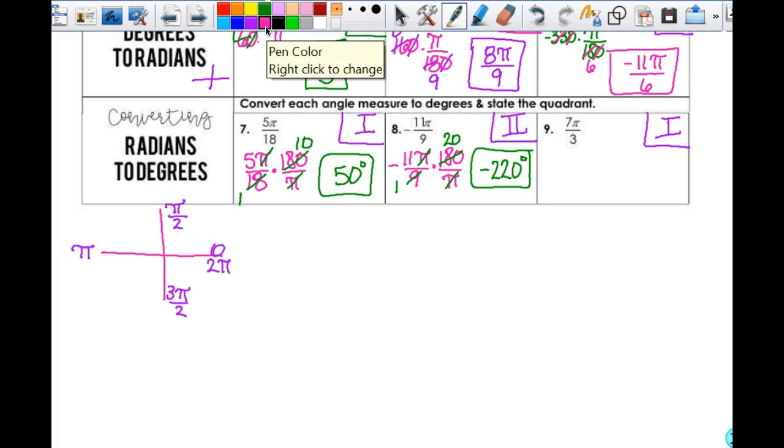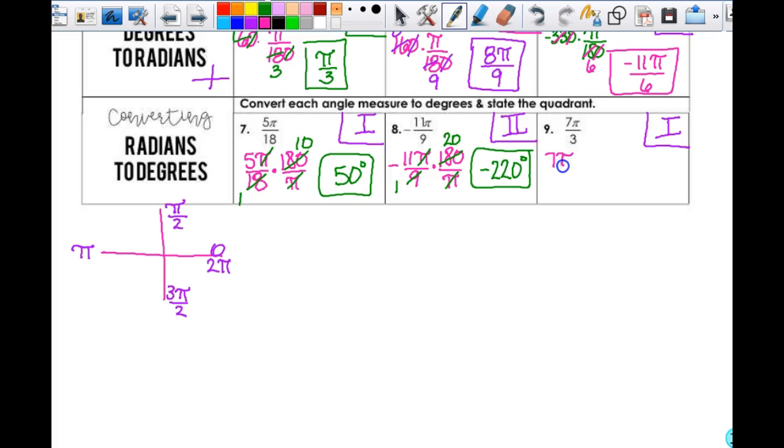And so do you agree that 50 degrees is in the first quadrant? Yes? Negative 220 is in the second? Okay, sounds good. All right, so 7 pi thirds.